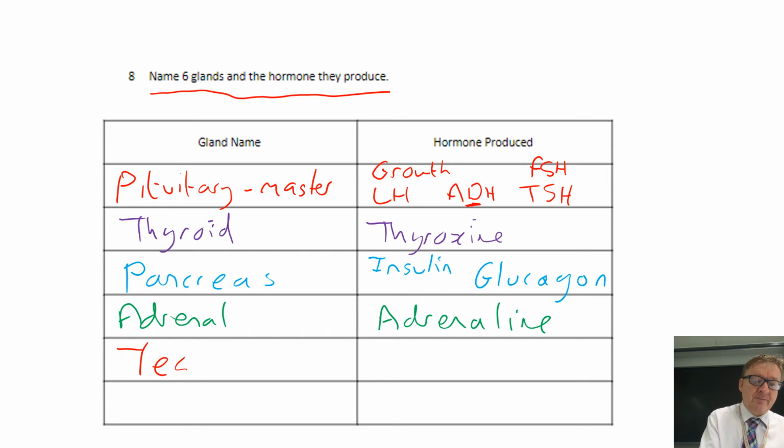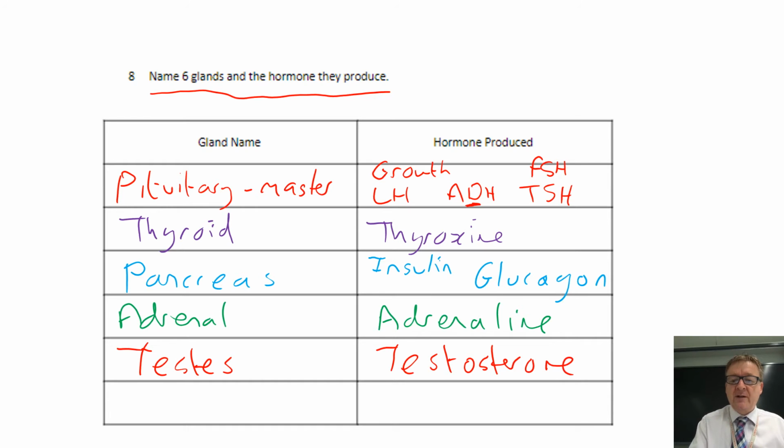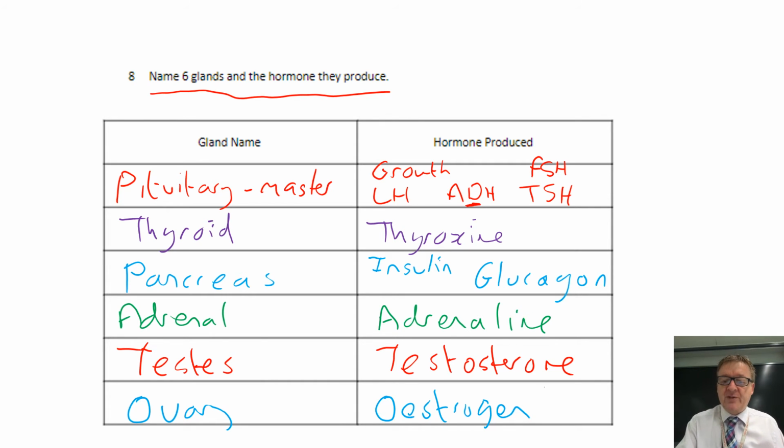Let's go for red again. Testes. Okay, obviously in males, that produces testosterone, which predominantly is the male secondary characteristics. And then we go back to blue again, we'll talk about ovary, and the ovary's main hormone is estrogen, okay, but then there is also progesterone produced as well.